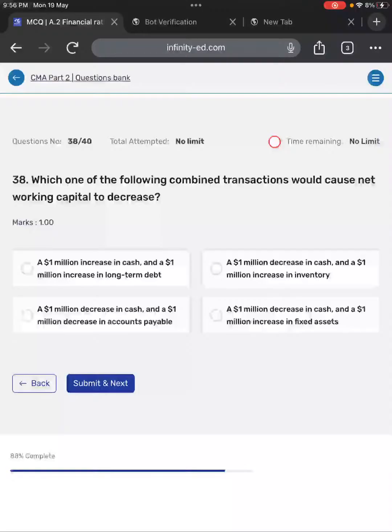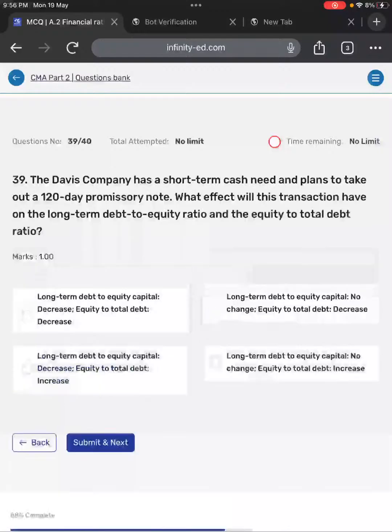1 million decrease in cash, 1 million increase in inventory. No effect. 1 million decrease in cash and 1 million decrease in account payable. No effect. 1 million decrease in cash and 1 million fixes. 1 million decrease in cash and 1 million increase in fixes, and this is good. Okay.